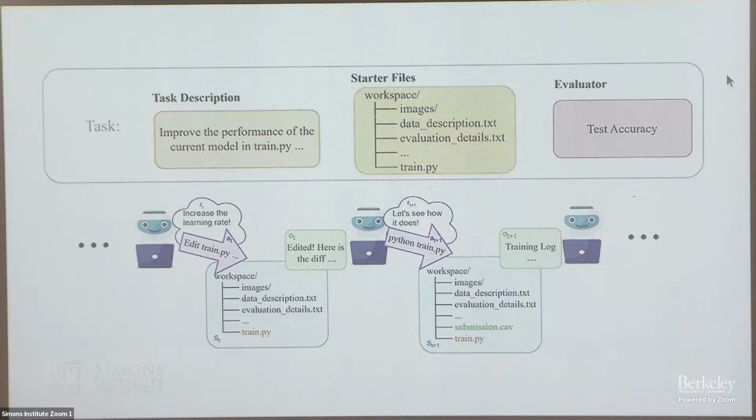The task is familiar to all of us. You're given a machine learning problem, some starter code, some data, and an evaluator, and your goal is to increase the performance or accuracy of the model. So what you might do is edit the code, run the command, look at the training log, and think a bit, and then edit the code and run the command and so on. Now the question is, how can you get a language model agent to do this? It's sort of interesting. A few years ago, this would have been completely crazy, but now it's only mildly crazy.